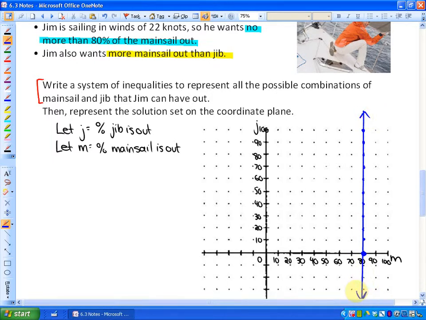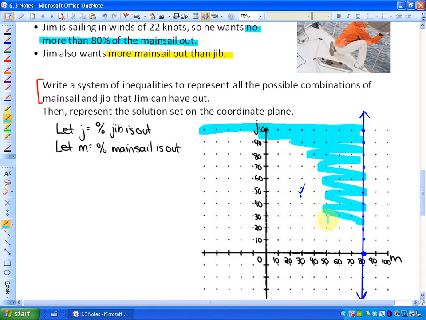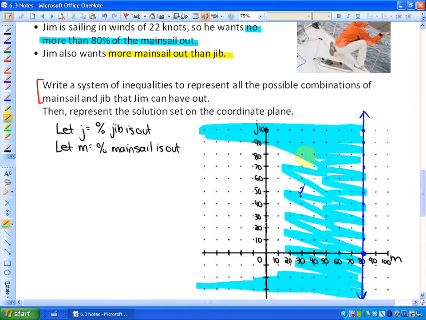Lastly, we need to find out which side of that to shade. If it says no more than 80% of the mainsail out, you could take any of these points. I could ask myself, is this point here no more than 80%? Well, it's 30% of the mainsail out. I'm just choosing a point at random. Yes, that point is no more than 80%. So if that's a yes, then this entire left side, the side to the left of that boundary line, is our solution, and represents all the possible combinations where the mainsail is no more than 80% out. Okay, so that's our big idea right now.